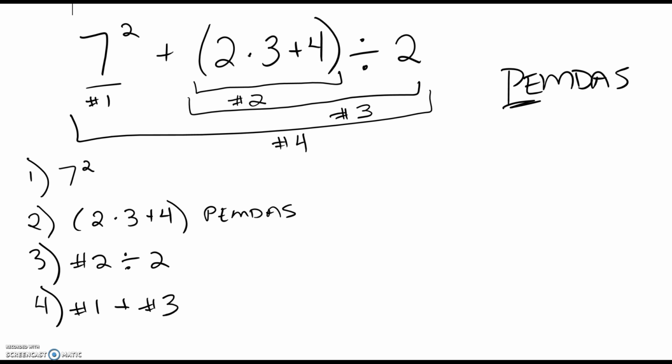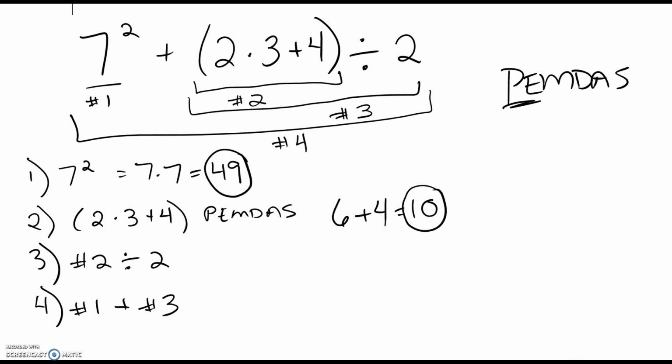So I would do 7 squared is the same as 7 times 7, so that's 49. Okay. I'm going to work through 2 times 3 plus 4. Well, again, I do my PEMDAS. There's no parentheses or exponents inside, so I do multiplication next. 2 times 3 is 6. 6 plus 4 is 10. Okay. Number 3 is whatever I got on number 2 divided by 2. 10 divided by 2 is 5.